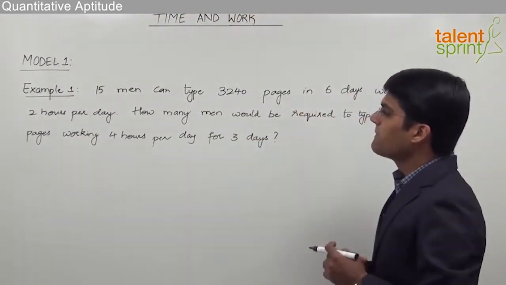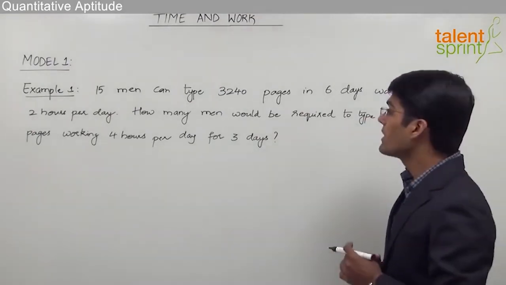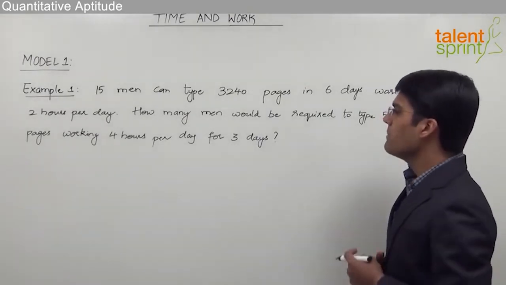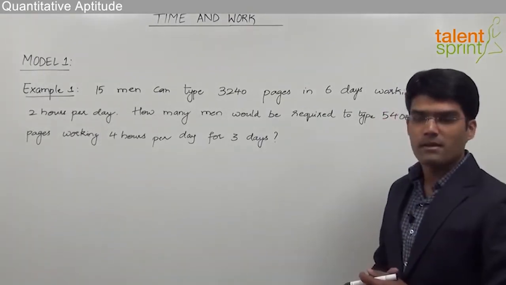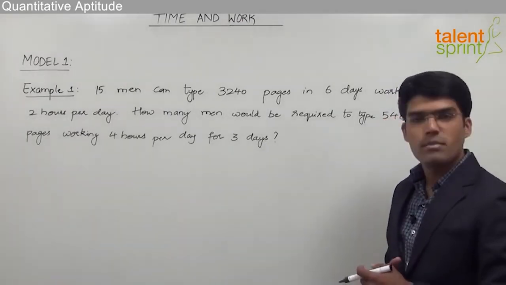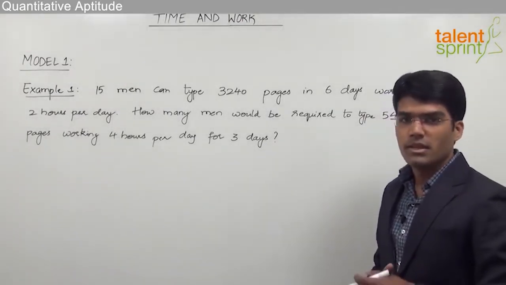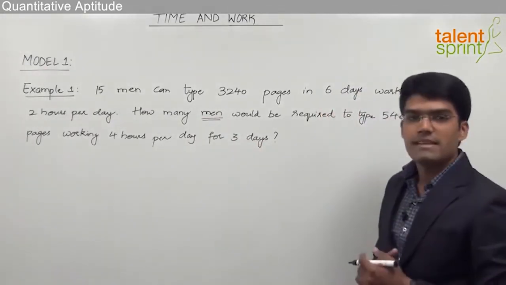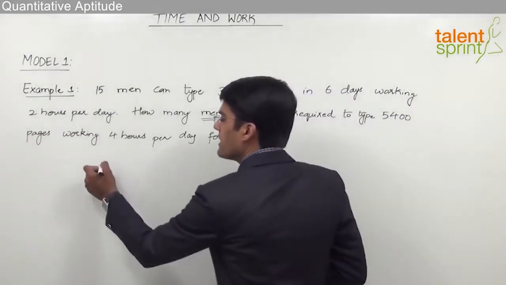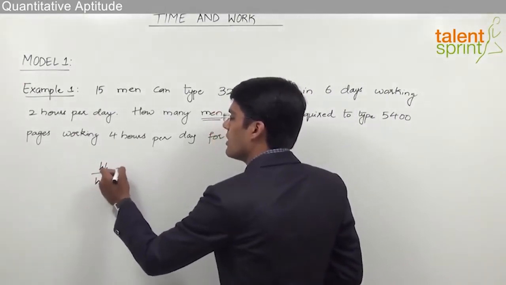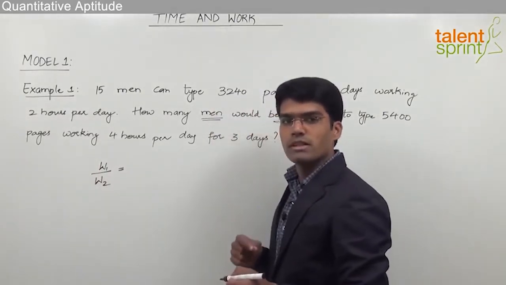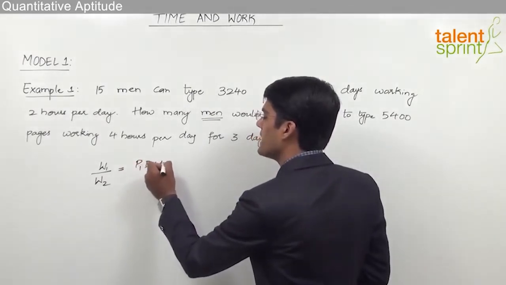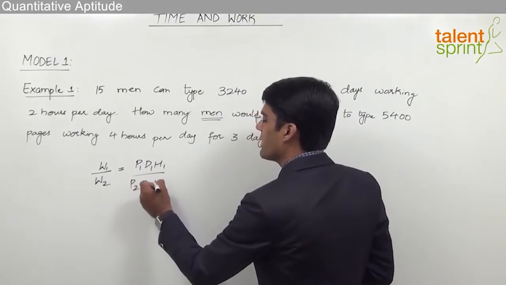The question here is, 15 men can type 3240 pages in 6 days, working 2 hours per day. How many men would be required to type 5400 pages, working 4 hours per day for 3 days? So here we need to find out how many men would be required to do the work in the second case. Now, as we have discussed, the work ratio, that is W1 by W2, should always be equal to the ratio of the product of persons, days and hours per day. So W1 by W2 is P1 D1 H1 by P2 D2 H2.